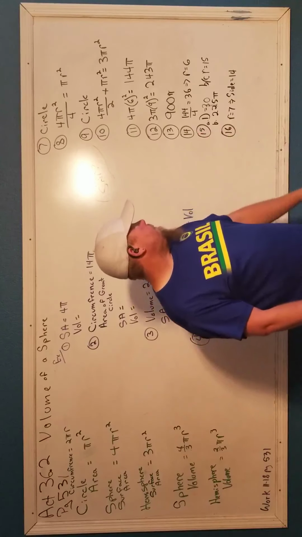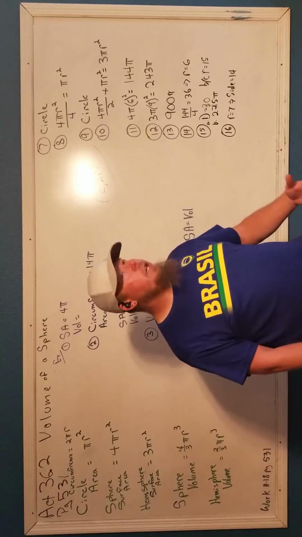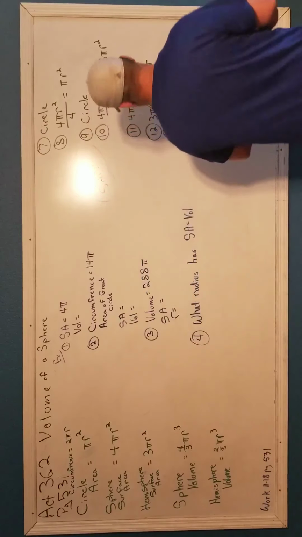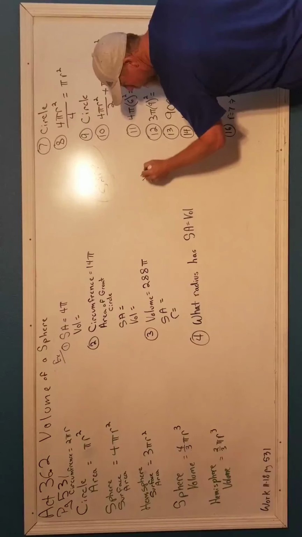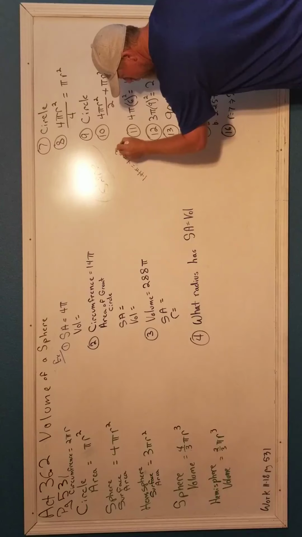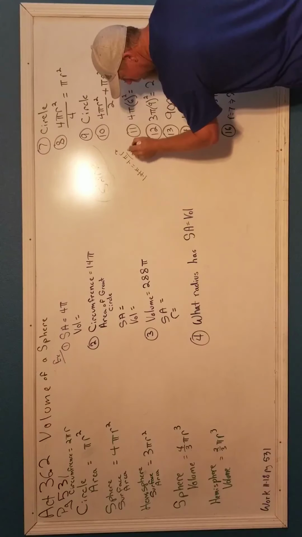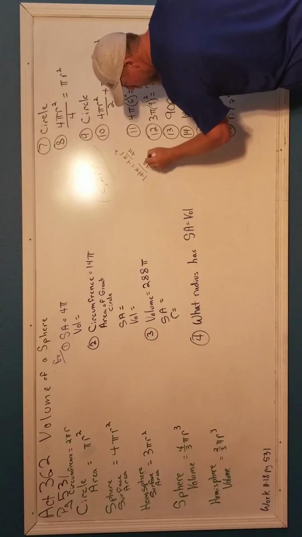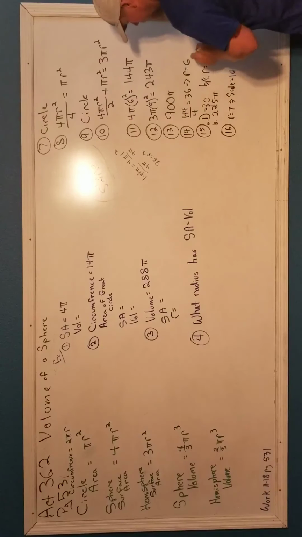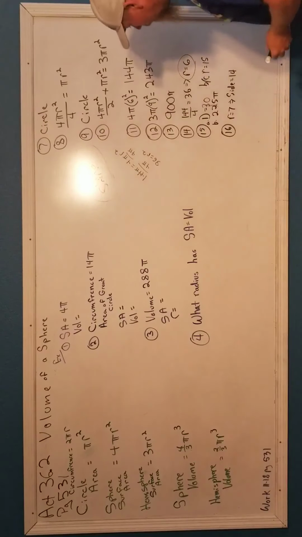Number 14, they actually give us the surface area is 144 pi. And so I'll kind of jot that one up here real quick so you can see it. So 144 pi equals 4 pi r squared. You divide by 4 pi, and you get 36 equals r squared. So your radius has to be 6.